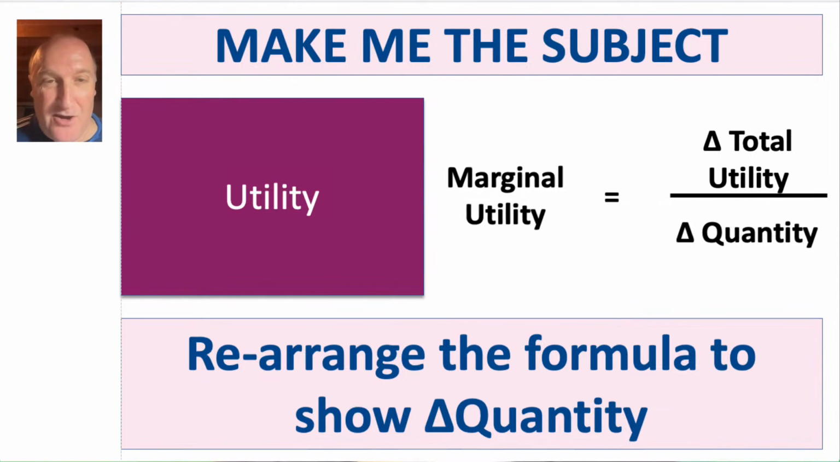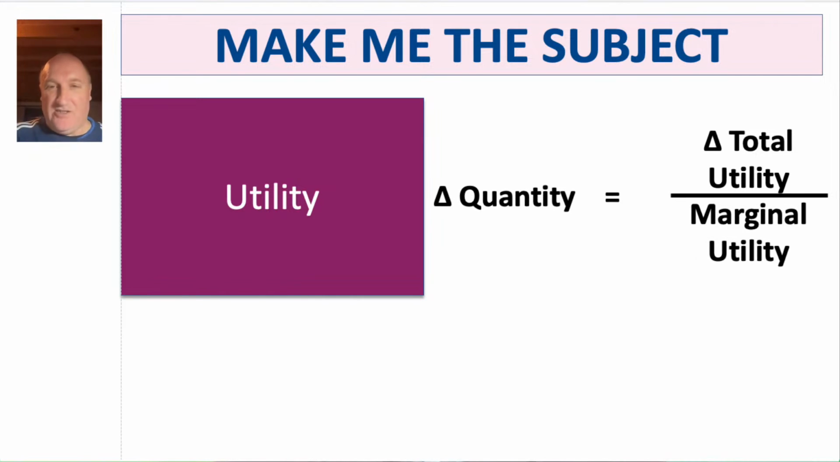Yep, here we go. Coming through. Change in quantity is the change in total utility divided by the marginal utility. Those of you in year 12, you may have come across utility theory. Marginal utility is the change in satisfaction from the next unit you consume, that next pizza, that next time you go see a film at the cinema, whatever it is, marginal utility.